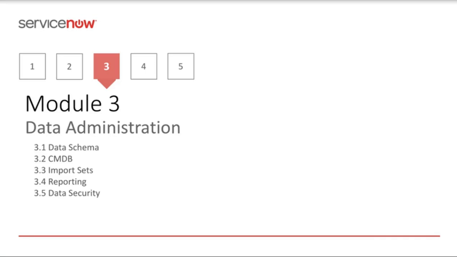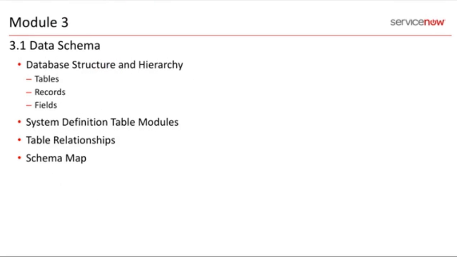Okay, so we're going to go ahead and get on into Module 3 here. We have 5 different sections here in Module 3. First one being our Data Schema, data administration. We get to learn about the whole table structure, how tables extend, where we were talking about how task extends out to incident. We'll talk about tables extending.